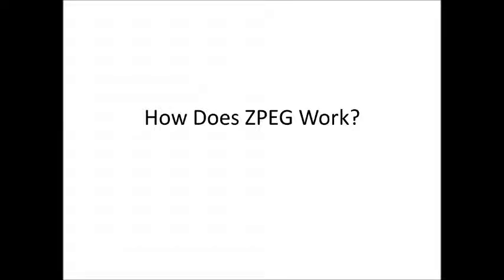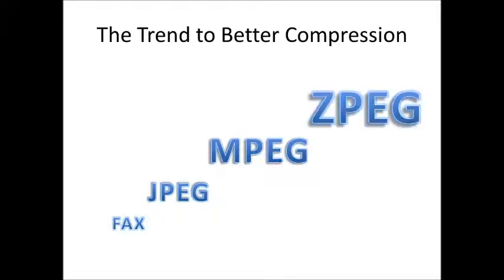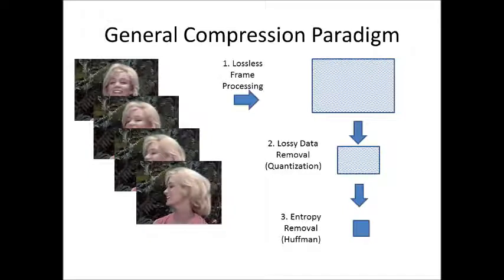This presentation is a short overview of photographic and motion video compression theory as it has evolved over the last 50 years, starting with the digital fax, which first appeared around 1960, and ending with the newly developed ZPEG motion video algorithm. A three-step framework is used to explain and compare the various technologies.